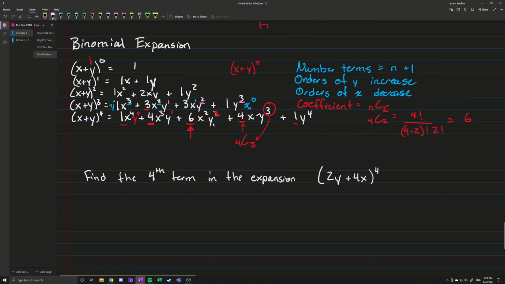So one thing to keep in mind, this x and this y, right? So I'm up here in pink. Those are just positions, right? So when I refer to x, that's the first position. When I refer to y, that's the second position, right? So our x position in this problem is 2y, and our y position in this problem is 4x.